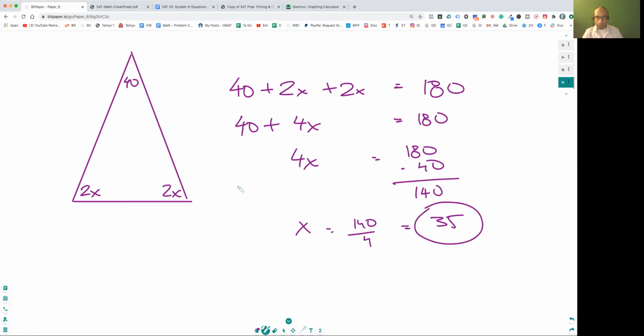Because x is 35, what you're asked is 2x, right? It depends on what I asked you. X is 35, and usually they'll ask you what is the measure. So just be careful. This guy is going to be 70, and this guy is going to be 70. Okay, so well done. But remember what they ask you.